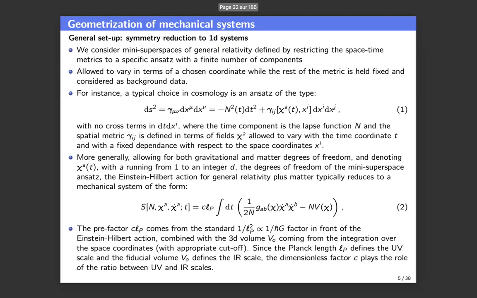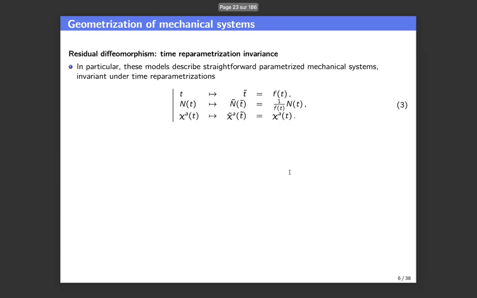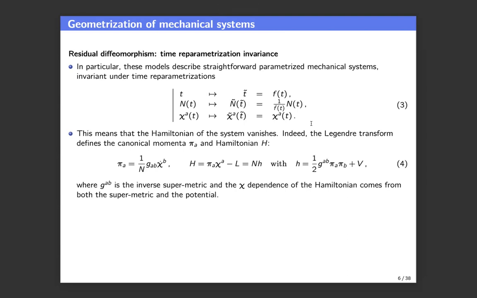So now this system is invariant under reparametrization of the time coordinate. Okay. And in particular, you can make this reparametrization of the time coordinate, where you reparametrize t, you reabsorb this, you change the lapse like this, and the degrees of freedom remain the same. So this means that at the Hamiltonian level, the Hamiltonian will vanish for this system, okay? And you can write the Hamiltonian like this, okay?